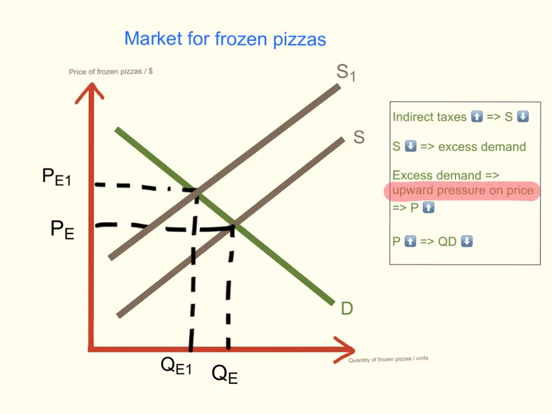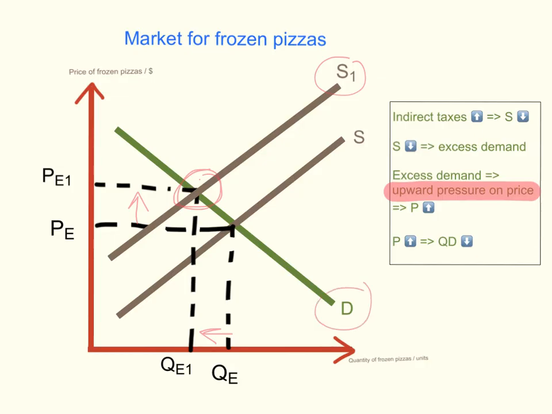This upward pressure on the price will cause the equilibrium price to slowly rise. When prices rise, this sends a signal to producers that there is excess demand for the product. It gives them an incentive to produce more. At the same time, it gives consumers an incentive to consume less. So the price will gradually rise until we reach a new equilibrium from PE to PE1 and a new equilibrium quantity from QE to QE1. So the new equilibrium will be the intersection of the new supply curve S1 and the demand curve.